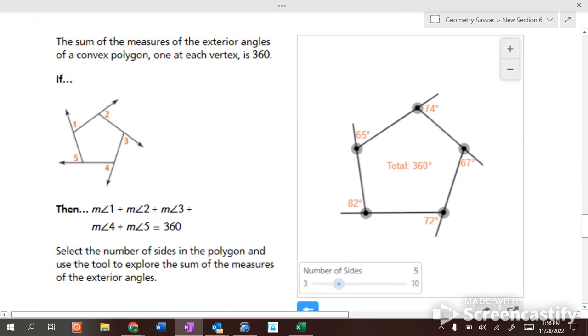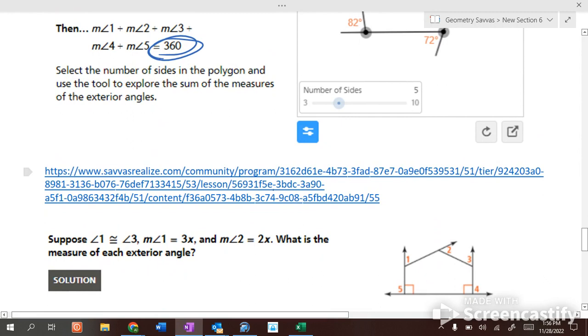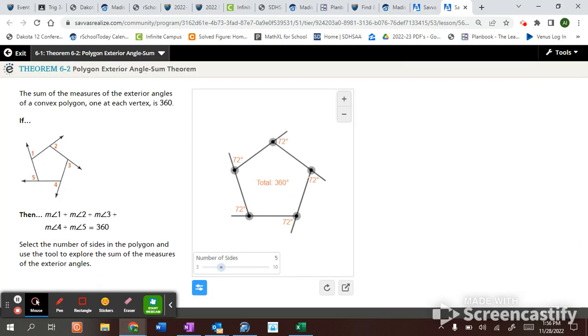So, no matter how you draw a polygon, it's always going to have 360 degrees as the sum of its exterior angles, whether it has 3 sides, 10 sides, 20 sides, whatever. We can even look at that really quick. If it has 5 sides, you get 360, 72, 72, 72, 72. And I can even wiggle this around, make them weird angles. They're still going to add up to 360.